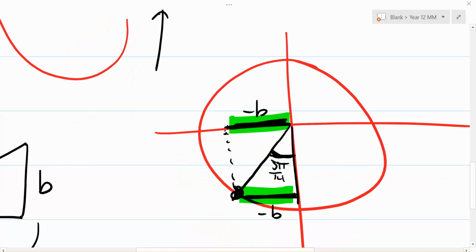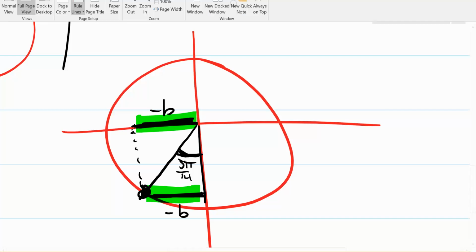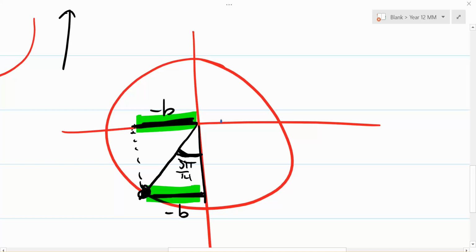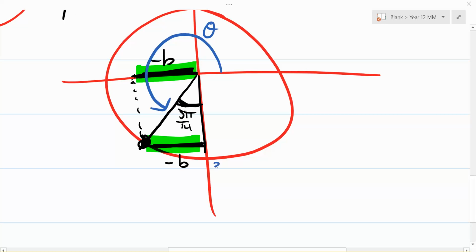Now that they're exactly the same, what was my goal again? What was I trying to find? I was trying to find the angle. I want to know this angle. Now, the cool thing is, I know here was 3 pi on 2.